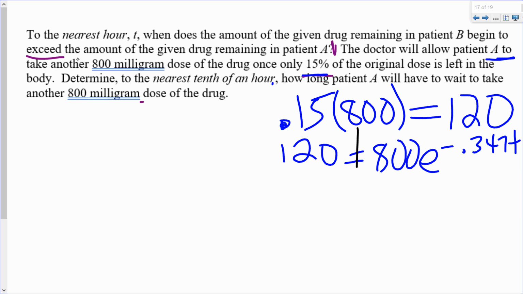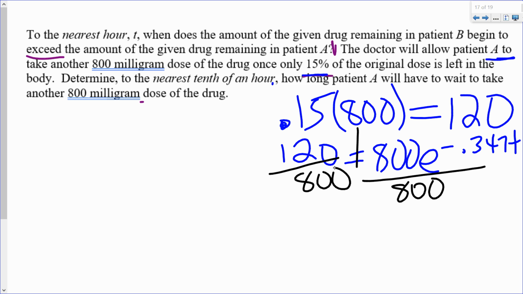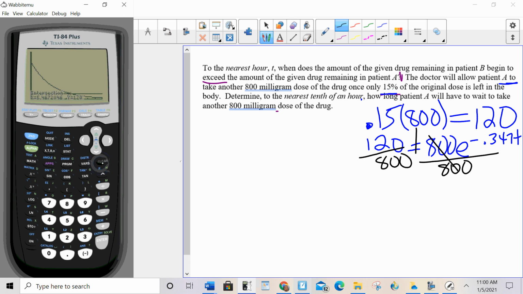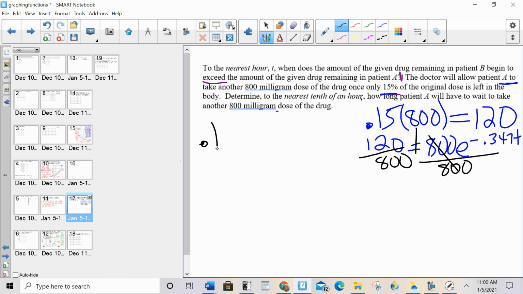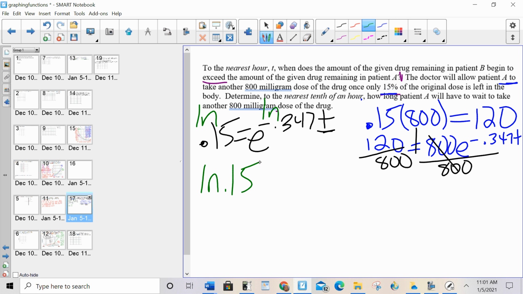So if I'm solving this algebraically, it's an exponential equation. So my first step in an exponential equation is to isolate the base. 120 over 800 is 0.15. So I get 0.15 equals e to the negative 0.347t. Now, since there's a variable in the exponent, I do the log of both sides. And since it's an e, I'm going to do ln. That just makes my life a little bit easier, but it doesn't matter if you do regular log or ln.